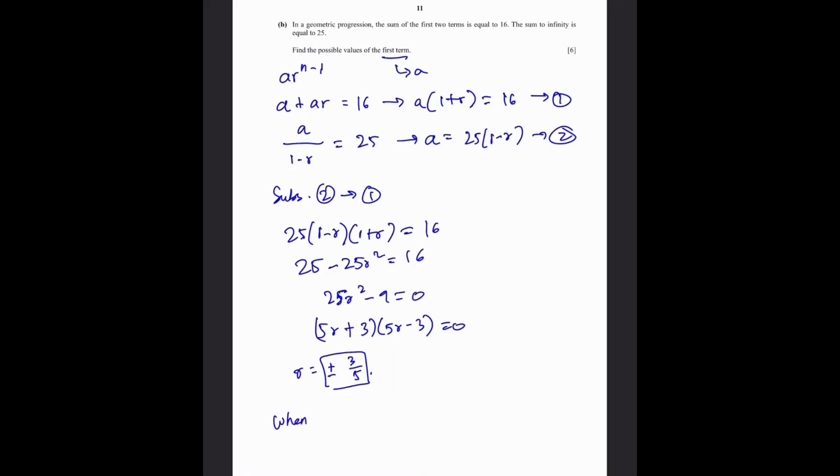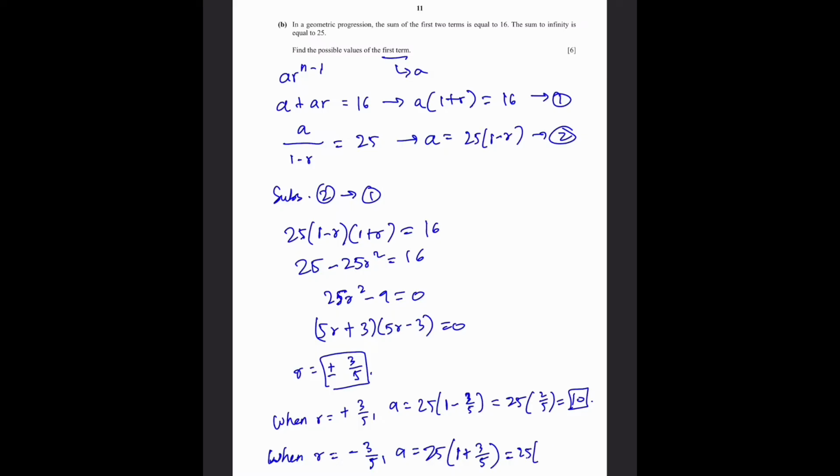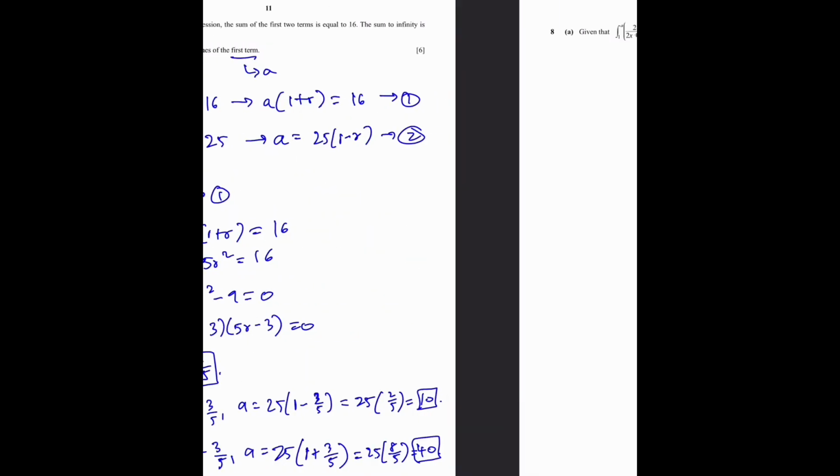So when r is equal to positive 3 by 5, the a value is going to be 25 times 1 minus 3 by 5, which is just 25 times 2 by 5, 10. So this is one value, and when r is equal to minus 3 by 5, a is equal to 25 times 1 plus 3 by 5, because two negatives make a positive. So 25 times 8 by 5, which is just 40. And these two are the correct answers. Now we can go to question 8.